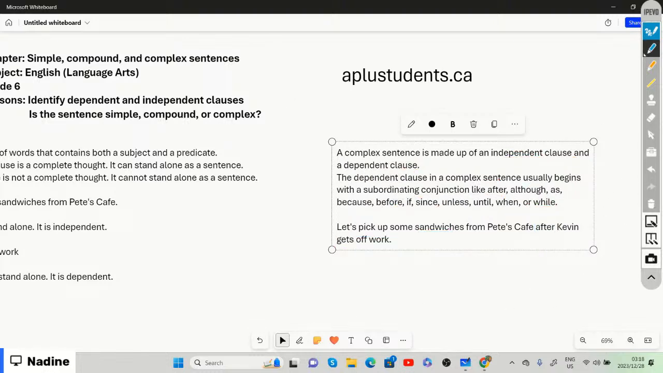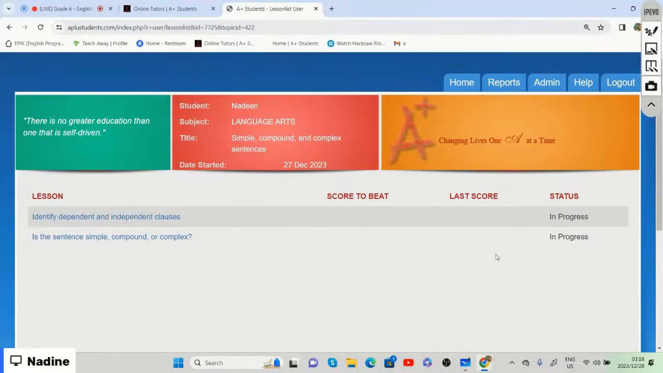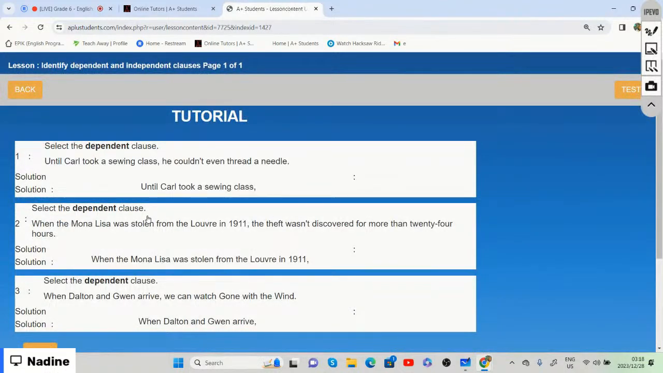All right, so now we see that we are doing our tutorial lesson on aplusstudents.ca, and we said our chapter is simple, compound, and complex sentences. And now we're going to the first lesson, which is to identify dependent and independent clauses. And once again, we said an independent clause can stand on its own and it expresses a complete thought. A dependent clause cannot stand on its own and it does not express a complete thought.